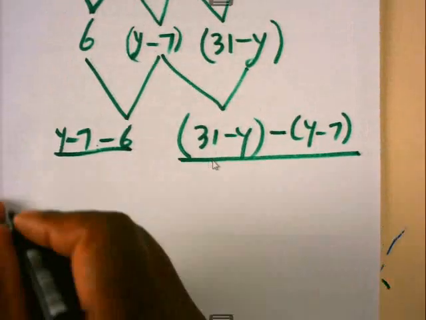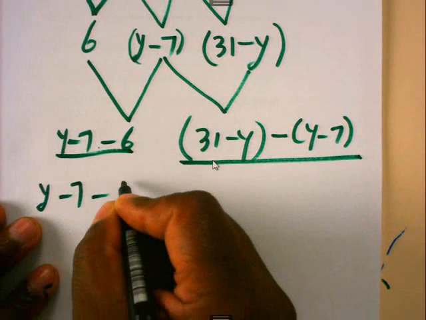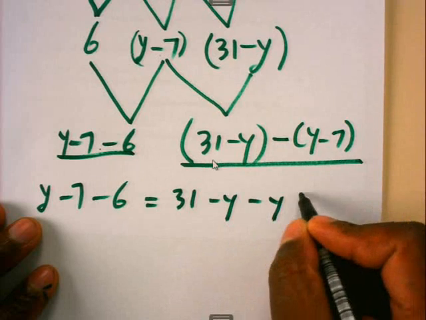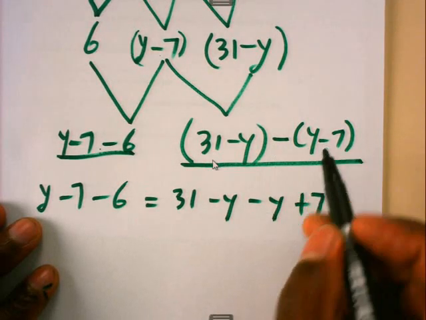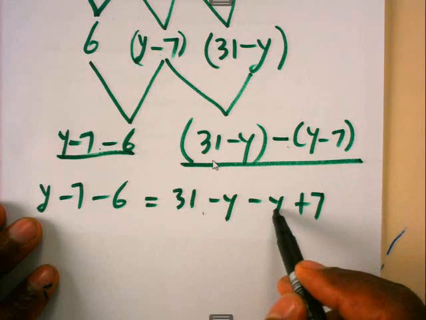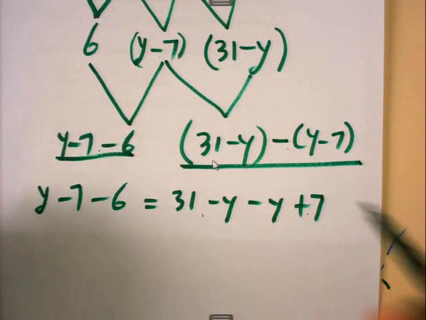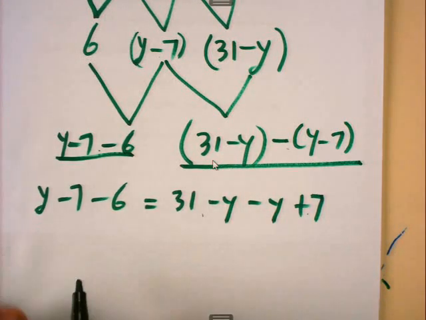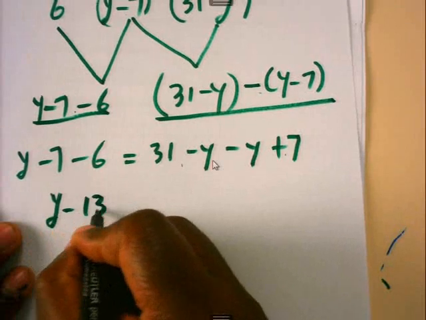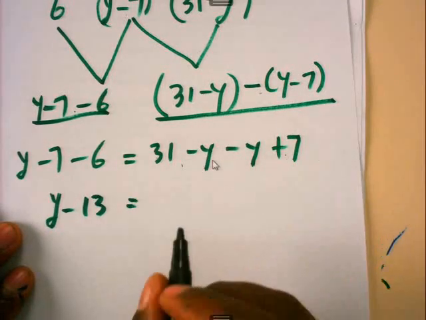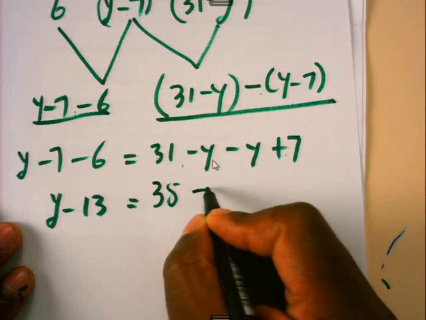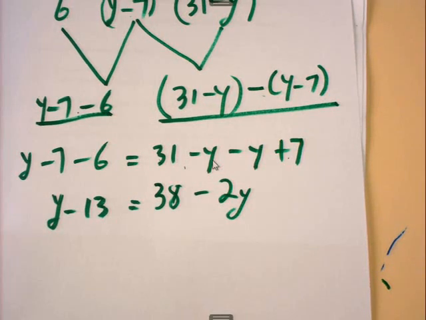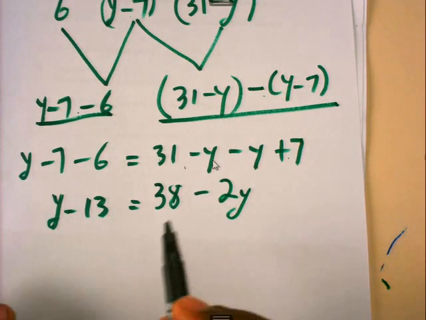Let's check. So it means y minus 7 minus 6 is equal to 31 minus y plus 7. If you remove the brackets here, 31 minus y plus 7. Let's add the like terms. So the second difference is equal. This is y minus 13, which is equal to 31 and 7, which gives you 38 minus 2y. Now let's group the like terms.